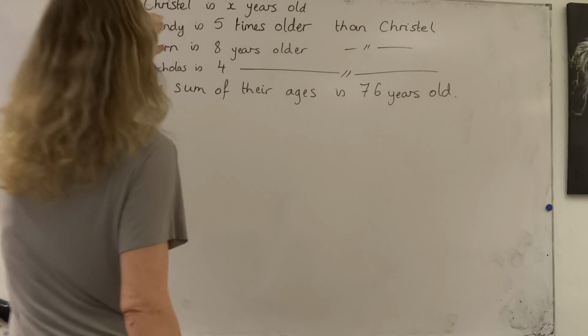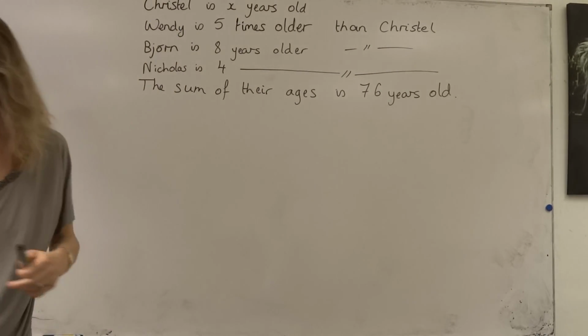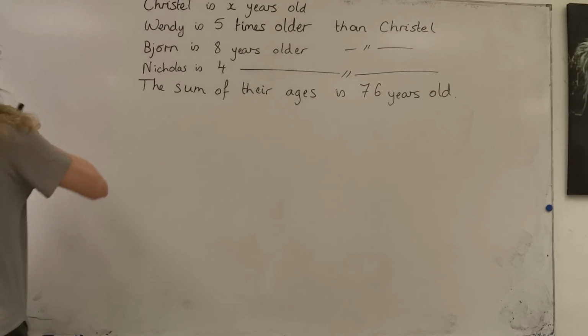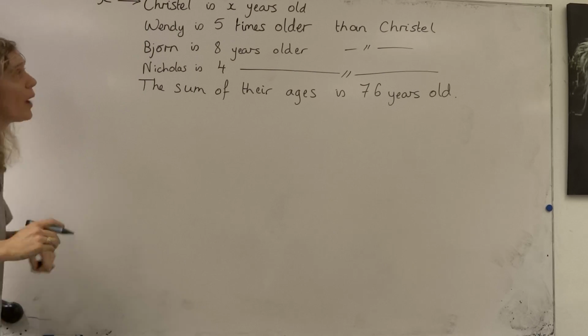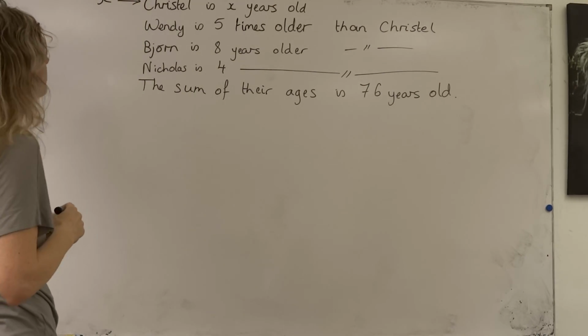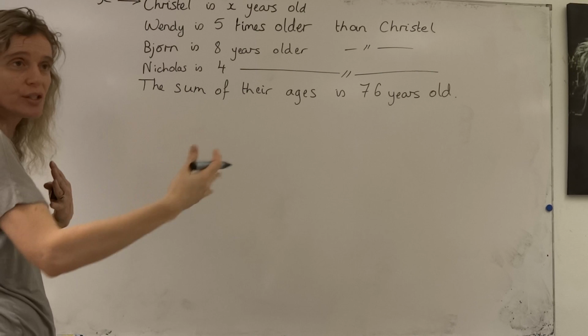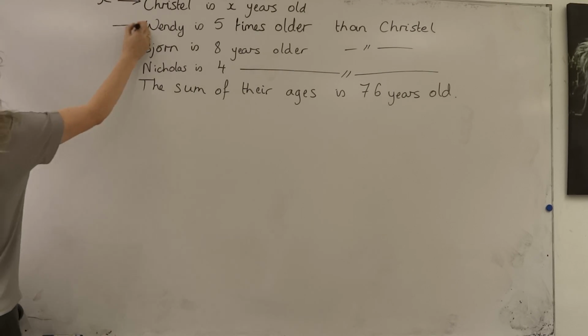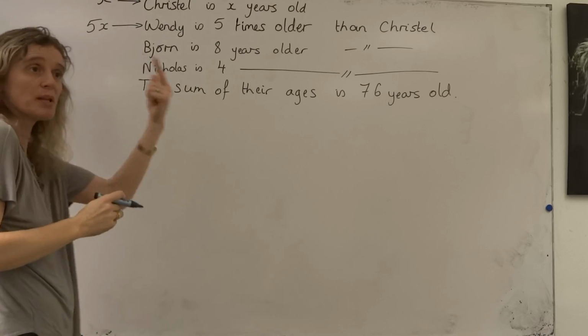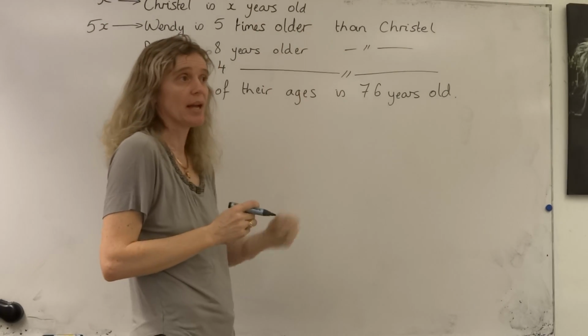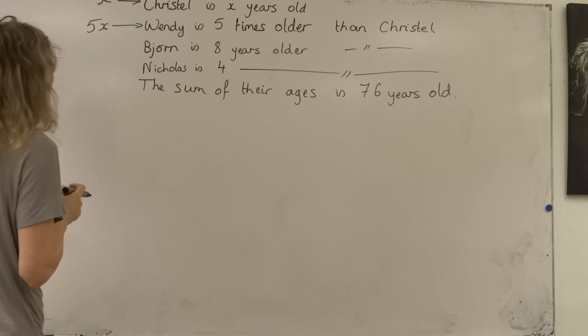So what we know is that Christel is X years old, so let's put her age out here on the side. She is X. Wendy, on the other hand, is 5 times older than Christel. 5 lots of Christel's age, so we know that she is 5 X's. She's X plus X plus X plus X plus X. She's 5 times as old as Christel.